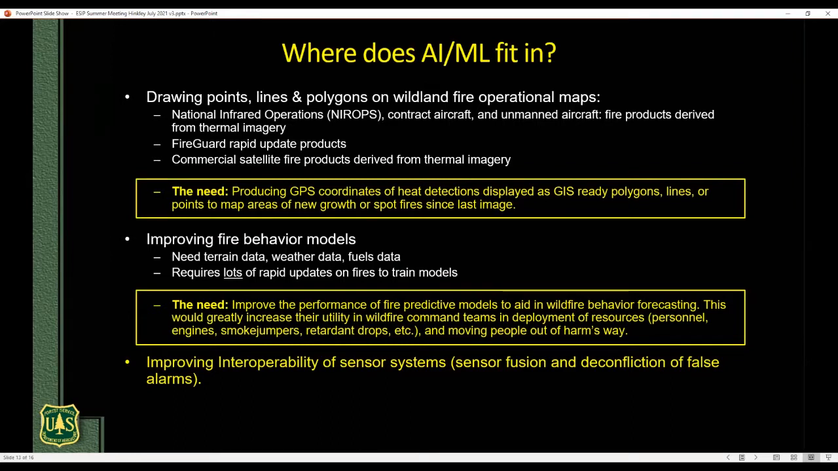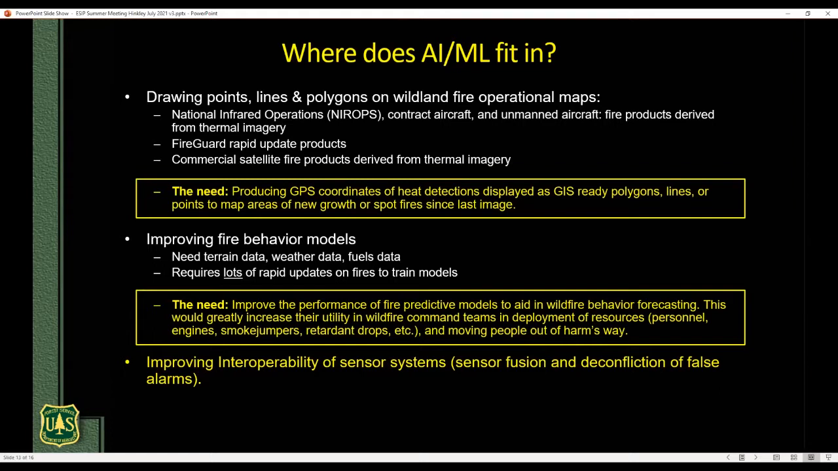Like I mentioned, the drawing of points, lines, and polygons on wildland fire operational maps, the national infrared operations maps that are produced by the aircraft collections, FireGuard, the rapid update products, and some of the commercial satellite fire products derived from thermal imagery. So we need to have GPS coordinates of heat detections displayed as GIS-ready polygons, lines, or points to map areas of new growth or spot fires since the previous image.